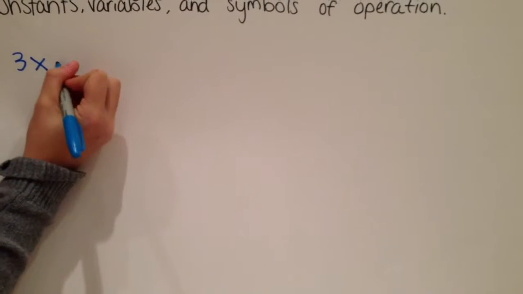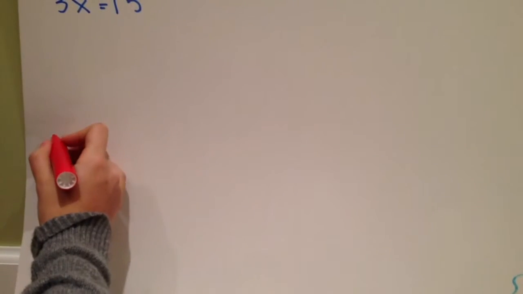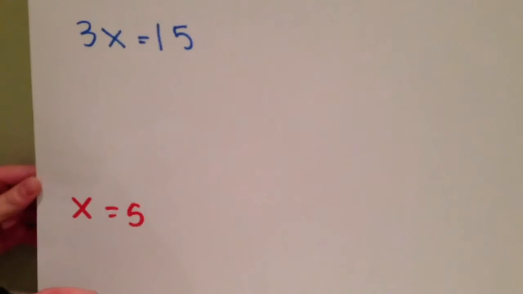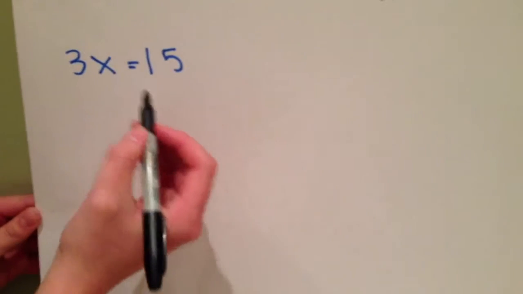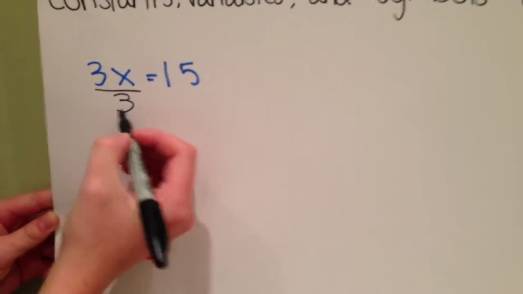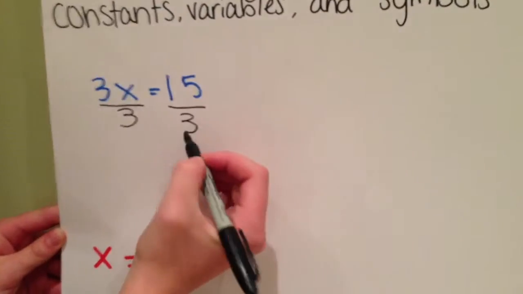Most of you may know that the answer is 5, but Jade and I are going to show you some simple steps to make sure your answer is correct every time. The first step to solving this equation is to divide by 3 on both sides of the equation. This is done because we need to perform the opposite operation to get x by itself.